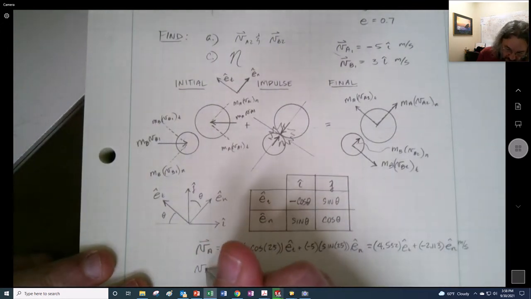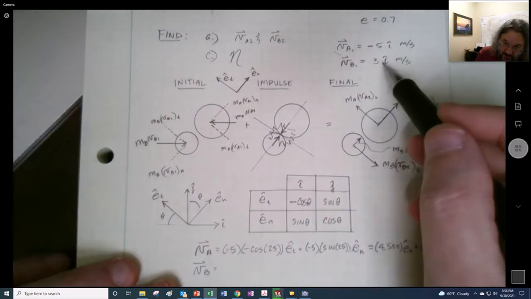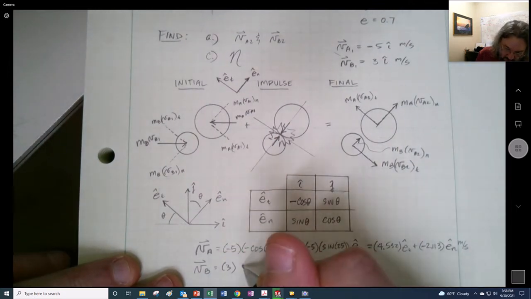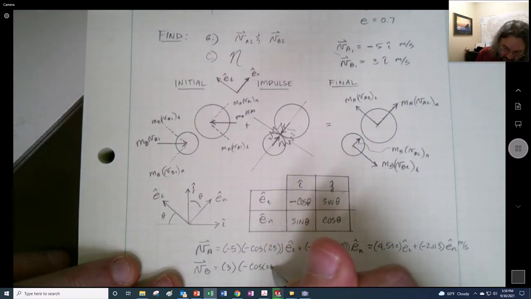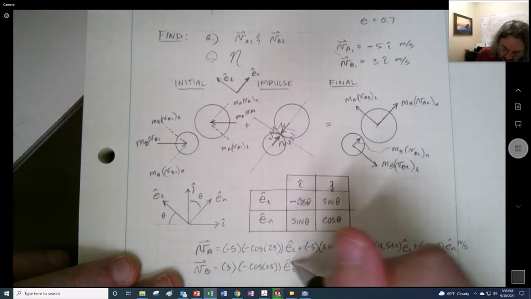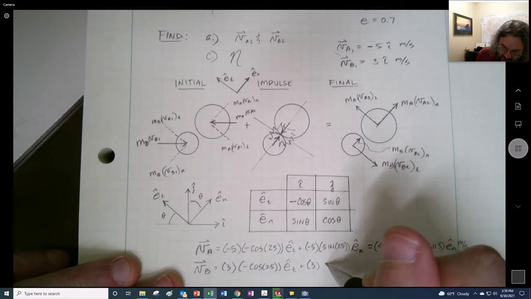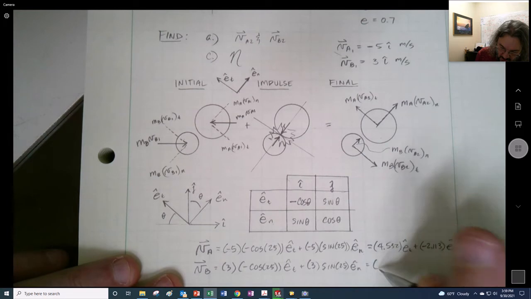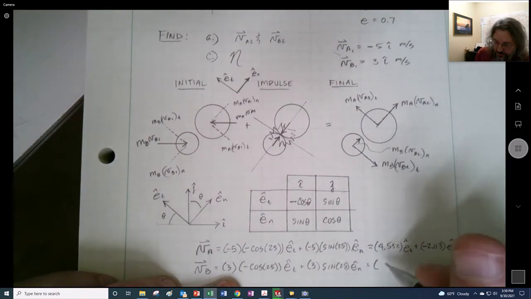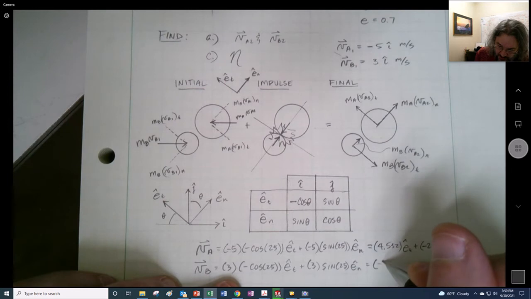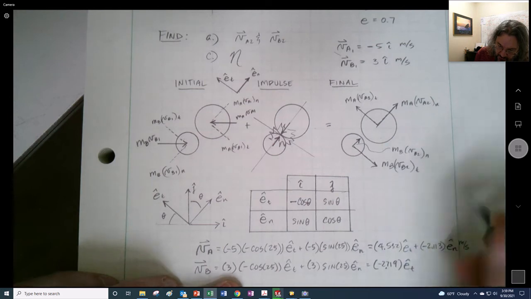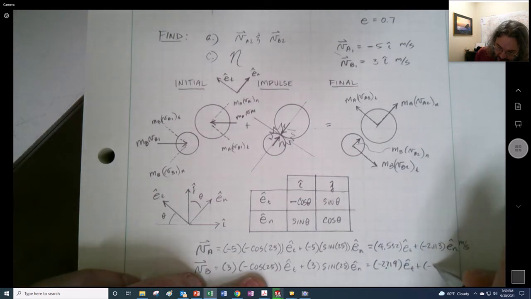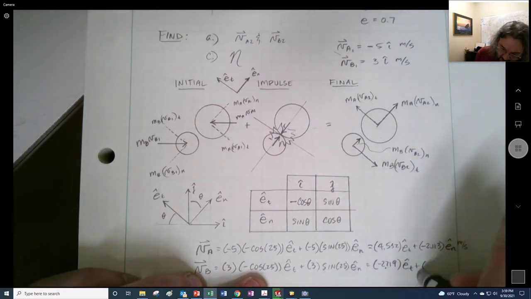And then VB, kind of wish I started over to the left a little bit, is 3, right here, times the negative cosine of 25 et, and then 3 times the sine of 25 en. So we get, this should be a negative value, right? Yeah, negative 2.719 et plus, okay, there was negative right here. No, it's not negative. It's going to be a positive value.